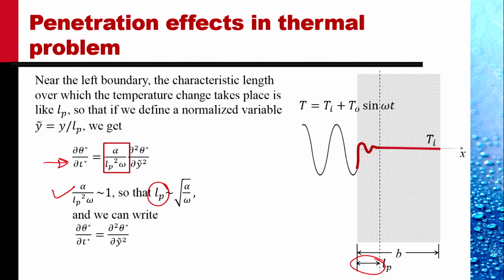And the temperature profile through this slab would be something like this. Of course, this is at a given instant of time. At another instant in time, this could change, but the change would be largely restricted to this region Lp, and the temperature in the outer region would be constant at Ti.